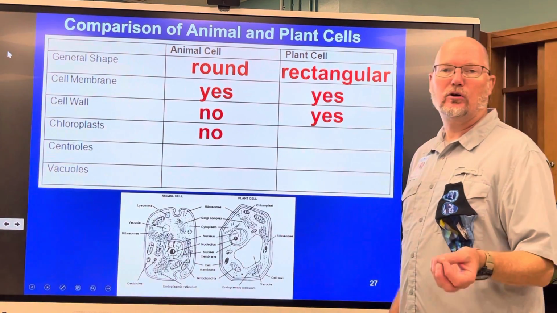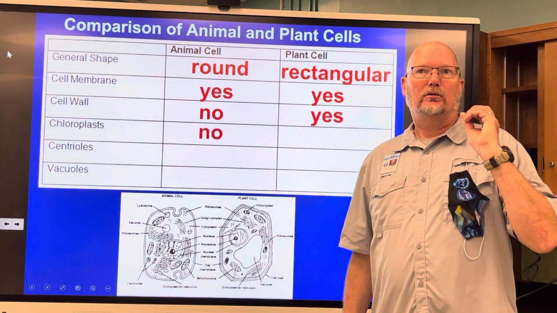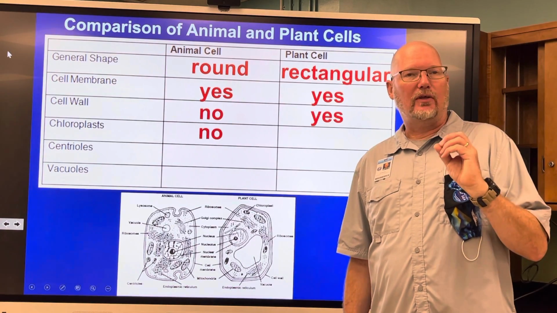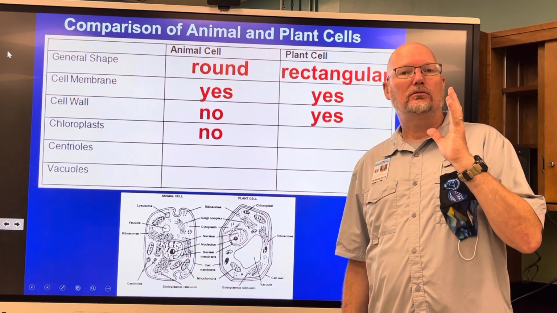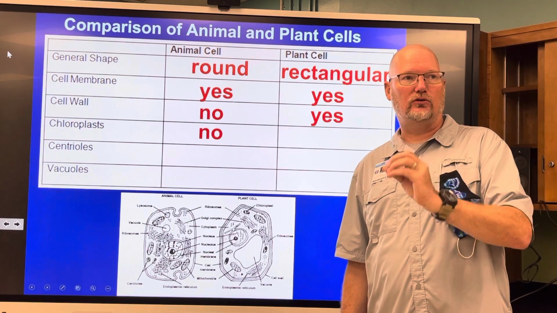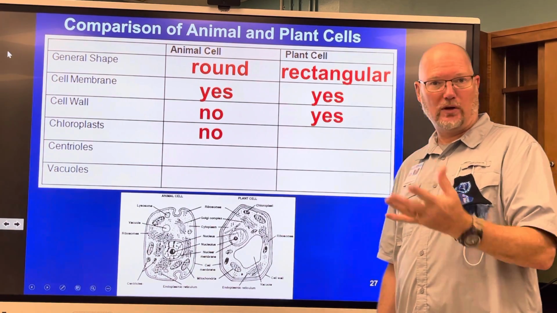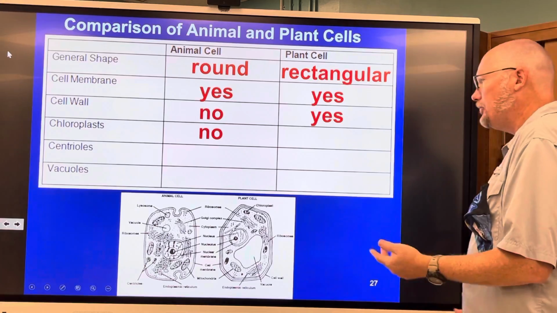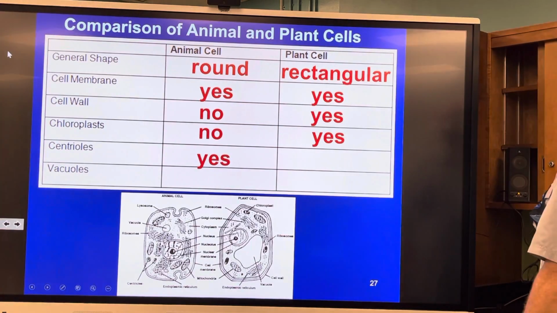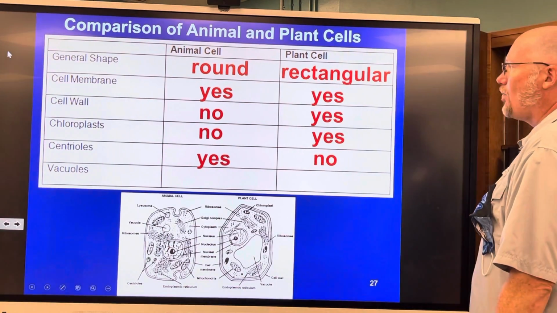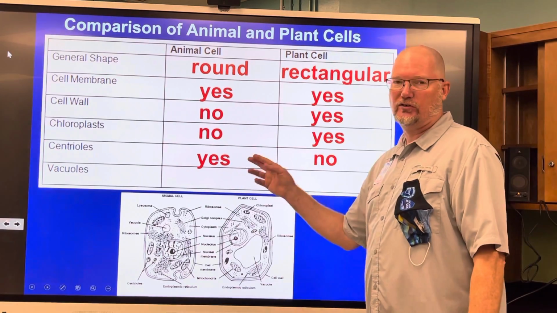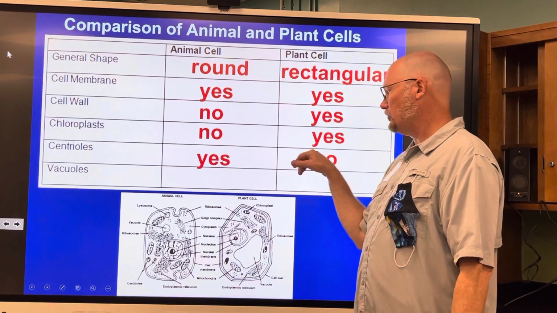Chloroplasts, remember, are the organelles that take sun energy and convert it to glucose. Do we have that? Do animals have that? No, but plants do. Centrioles, we haven't really discussed those yet, but yes and no.